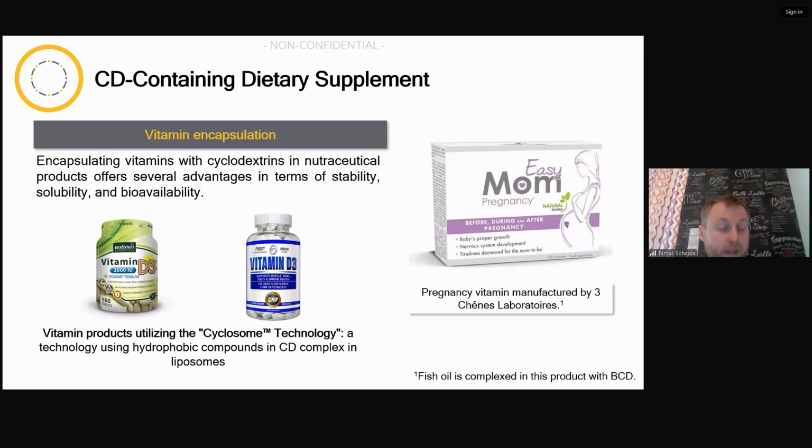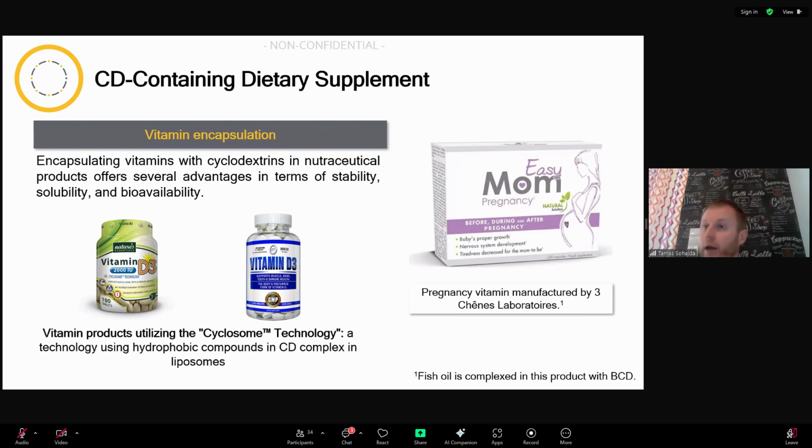Also, fat-soluble vitamins are very typical targets for cyclodextrins. So vitamin D is something that I brought here in the dietary supplement field, but you'll see in the cosmetics that vitamin A and E are very typical targets too. So of course it's an ideal candidate. And on the right-hand side of the picture, I brought a pregnancy vitamin, which contains fish oil complexed with cyclodextrin. So that's also an example of products with composite nature that can be encapsulated.